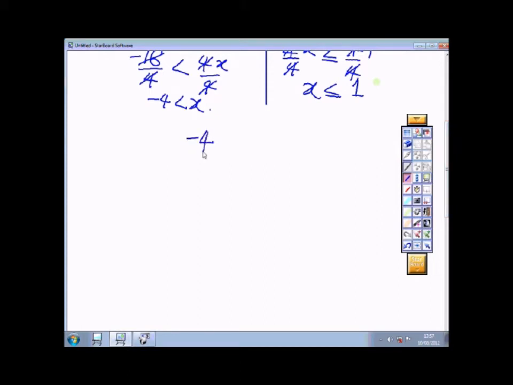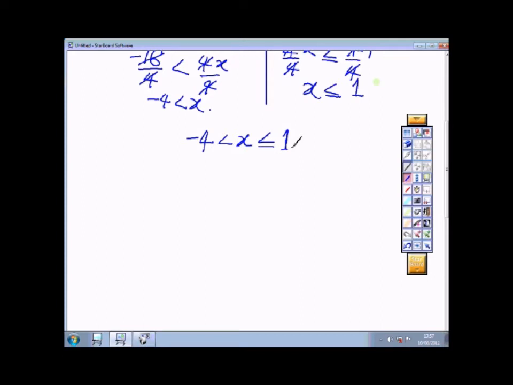So these two final inequalities we are now going to combine to form one single inequality, so that we have minus 4 is less than x, and that same x is what is less than or equal to 1, combining the right hand side and the left hand side final inequalities together. So having obtained this final inequality solution, we now draw the required number line.